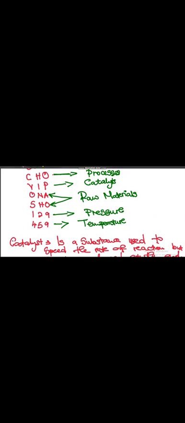A catalyst is a substance used to speed up the rate of reaction, but remains unchanged at the end. So you must know what a catalyst is. A catalyst is just a substance that increases the rate of reaction, meaning it increases the speed of reaction.